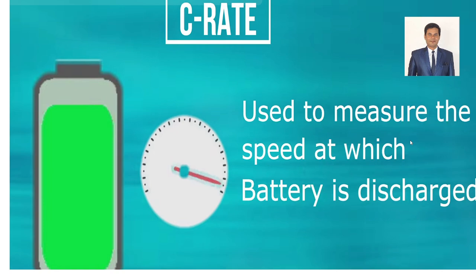If the battery is charged to 80%, we say 80% of the battery has been charged. It measures how fast the battery can be charged and discharged. So we call it the C rate. The C rate defines at what speed the battery can be charged and how fast it can discharge. The C rate definition is used to measure the speed at which the battery is charged and discharged.